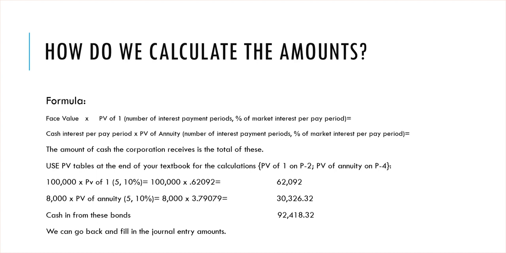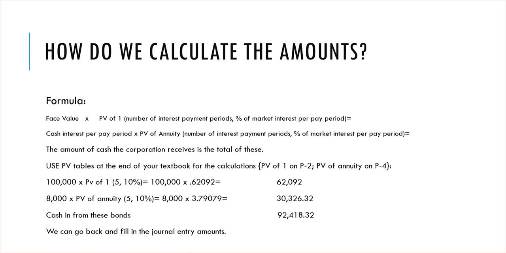And someone's going to say, well, it's 8,000 times 5 is 40,000. Yeah, it would be 40,000, but that isn't getting us to the present value of it. You have to back out the interest on the 40. You have to go back to the beginning. So if we take a present value of equal payments of 8,000 over a 5-year period, and we take a present value of it, we get 30,000. So the cash really on this is 92,418.32.